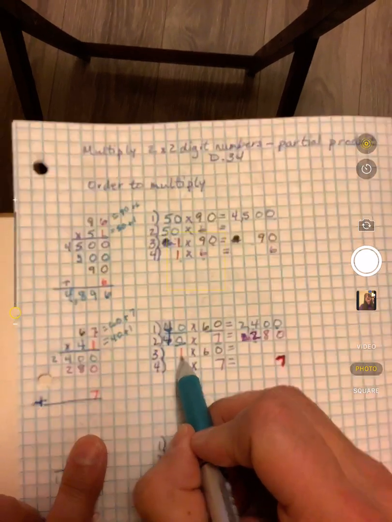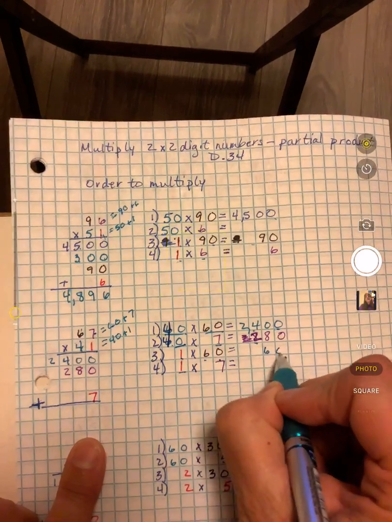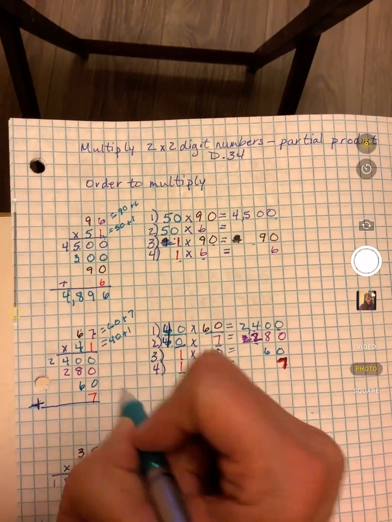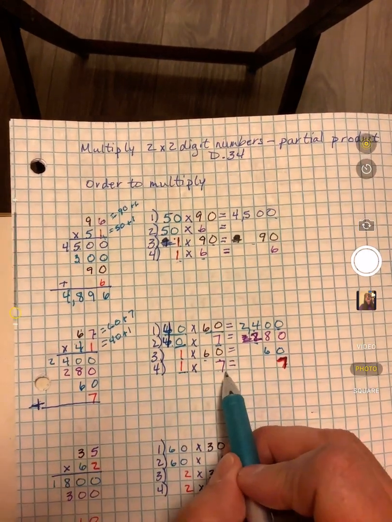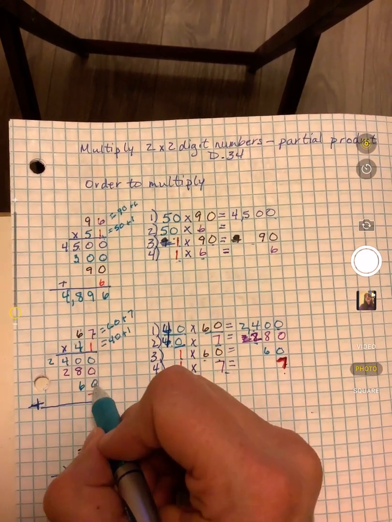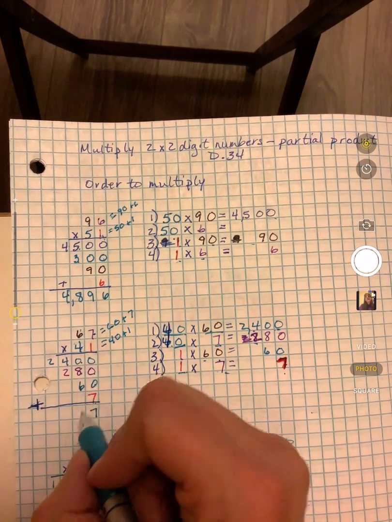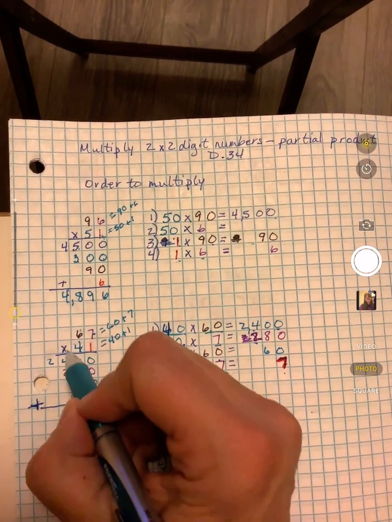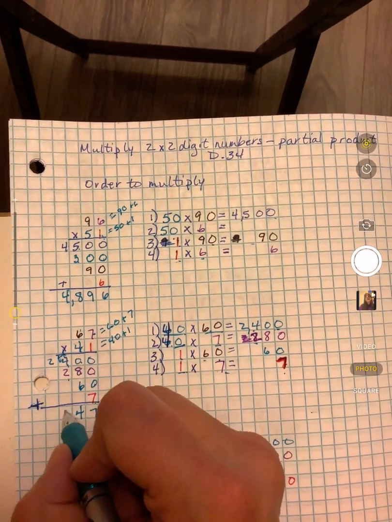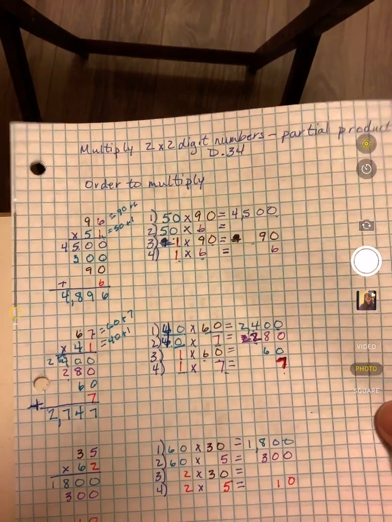Okay, now I have 1 times 60. That's easy, that's just 60. Okay, so we put the 60 in here. And then they did the 1 times 7 equals 7. Okay, so 0 plus 0 plus 0 plus 7 is 7. 0 plus 8 plus 6 is 14. We carry our 1. 1 plus 4 plus 2 is 7. And then we have our 2 there. Okay?